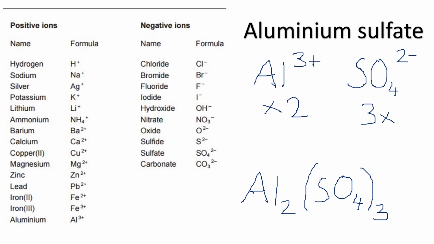And if you want to give yourself more practice with this, just make up any compound using this table of common ions and work out the formula. So you could go with magnesium sulfide, sodium bromide, and just work them through, pair them up, and write down the formula.